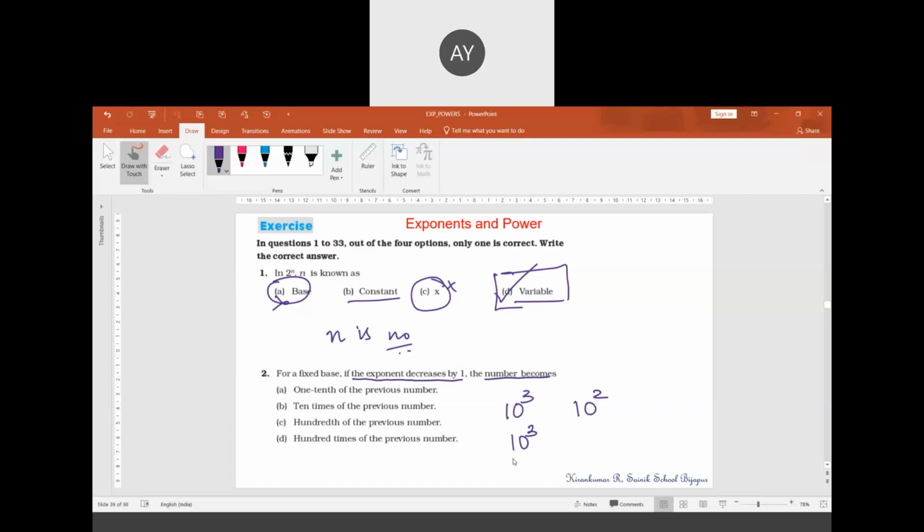This number is obtained by dividing by 10, isn't it? Yes, sir. We get it as 10 to the power of 3 minus 1, which is 10 to the power of 2. So when you decrease the power, it means that you are dividing by 10. So the answer is 1/10 of the previous number. This is the right option.